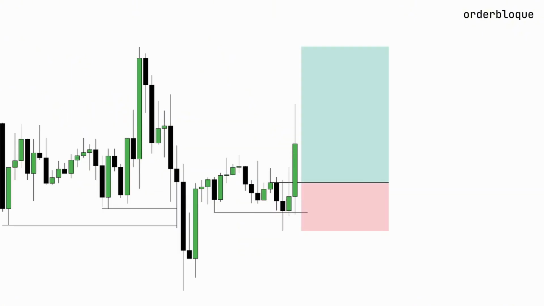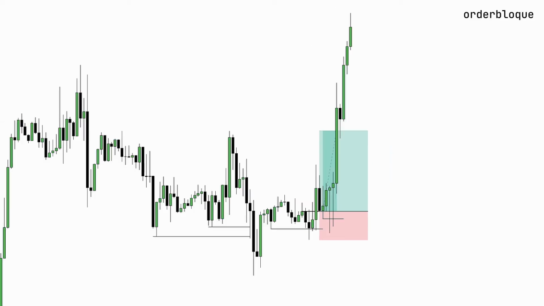Let's say the position would be opened from the first one, with a stop loss behind the high resistance fractal low. The price tests it, gets a small reaction, but before exploding and going far above, it makes another liquidity raid inside the order block itself.